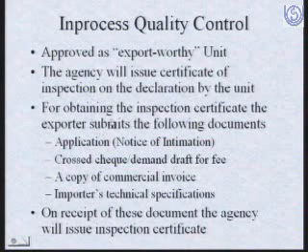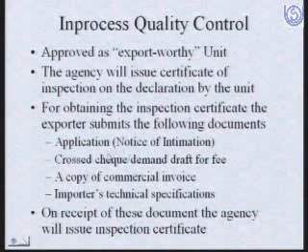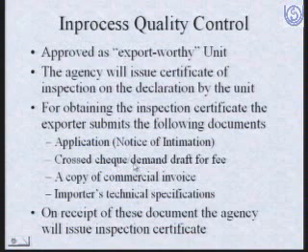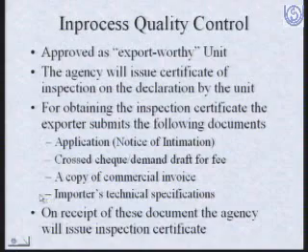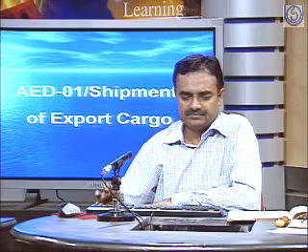Next, for obtaining the inspection certificate, the exporters submit the following documents. First is your notice of intimation, then a cross-check demand draft for fee, a copy of the commercial invoice, and the importer's technical specification. As discussed earlier, these documents are supplied along with that notice of intimation. Once these are satisfied and you declare also, the export inspection agency will issue that certification. That is, on receipt of these documents, the agency will issue the inspection certificate.